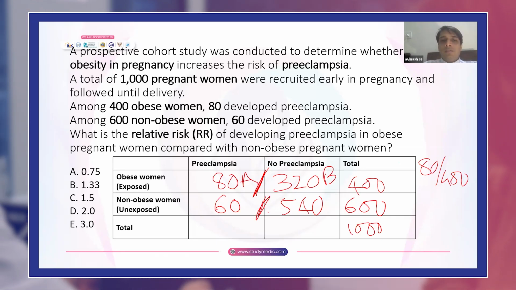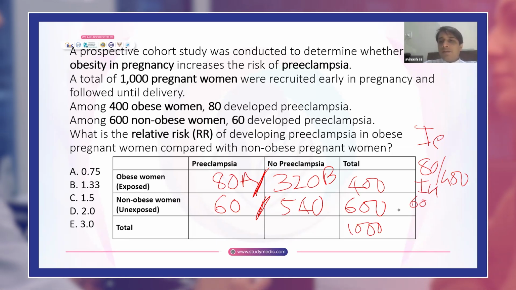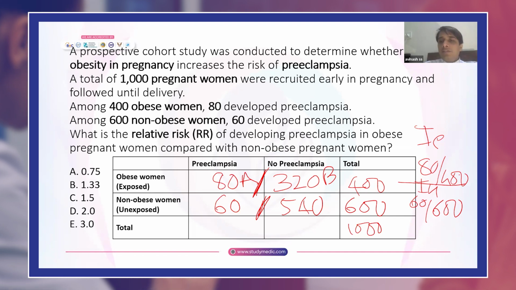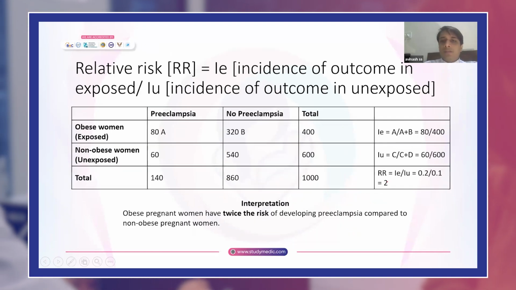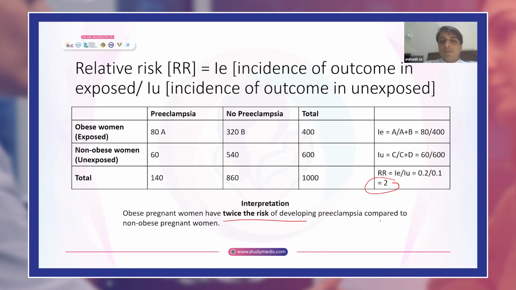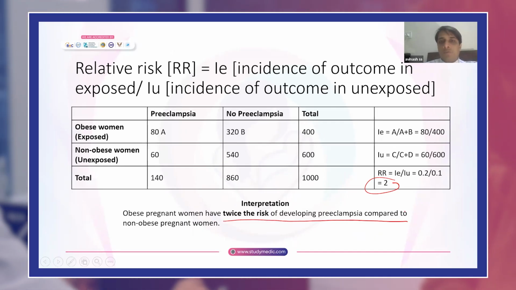Incidence of preeclampsia in unexposed, IU. So this is IE, and IU is 60 by 600. So the relative risk is IE by IU. The relative risk comes to around 2. That means obese pregnant women have twice the risk of developing preeclampsia compared to non-obese women.